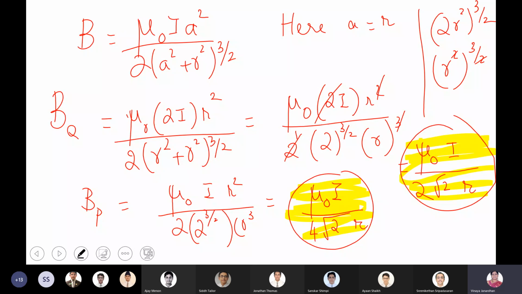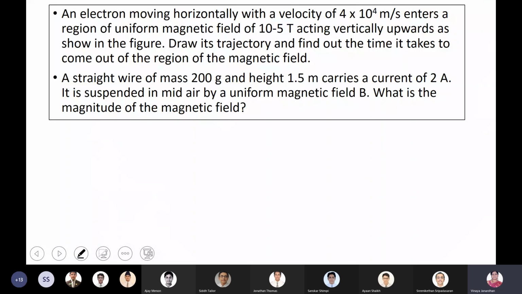So it will be 2 minus 1, I think so. Mu naught I divided by 4 into root 2 R. Is that correct, boys? Yes. Will you be able to calculate the value of B? B, the net magnetic field at point O will be BQ minus BP. Anyway, do it as homework. So I'll go for the next numerical. Fine. Look at this, boys.